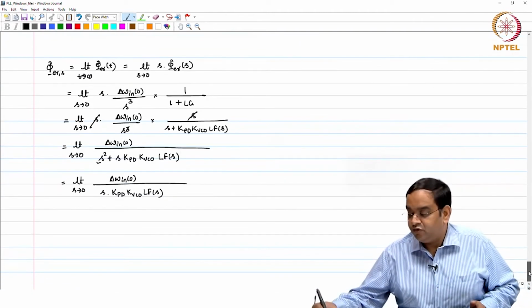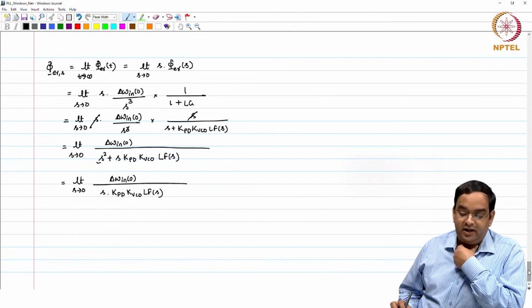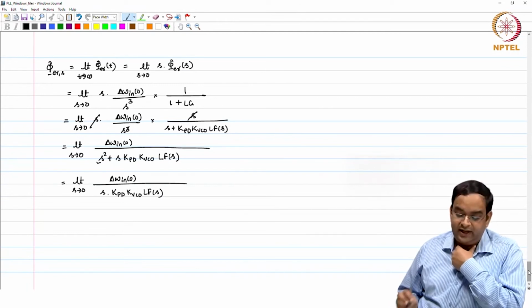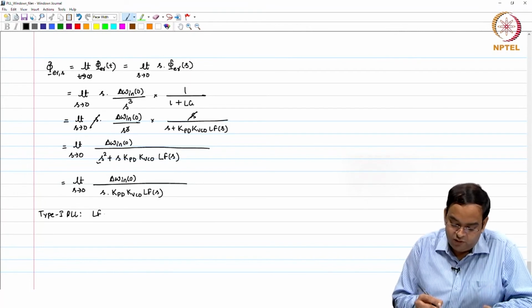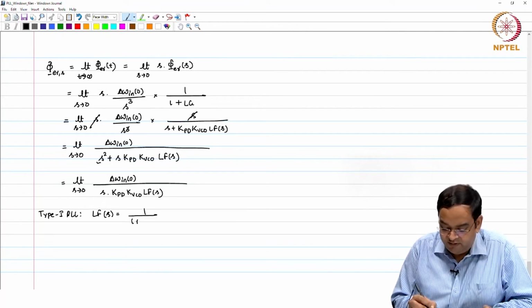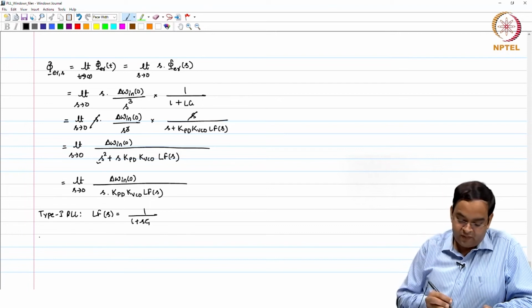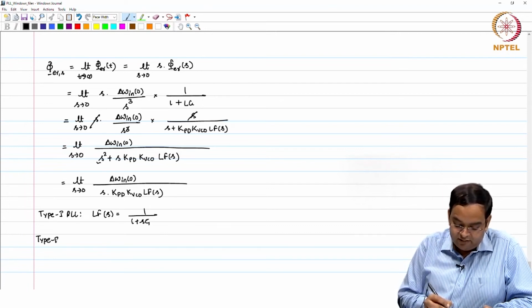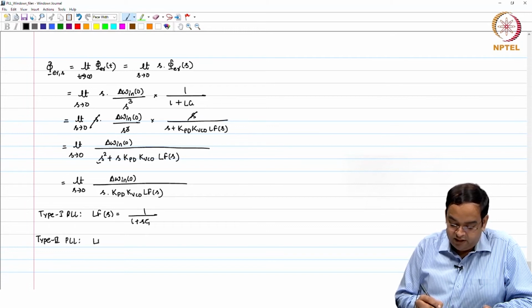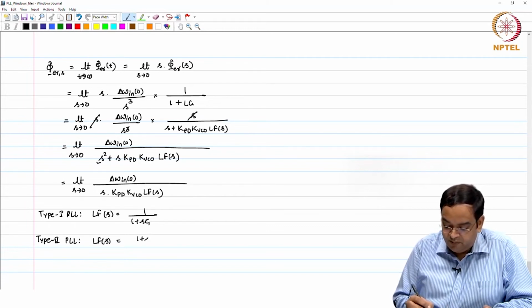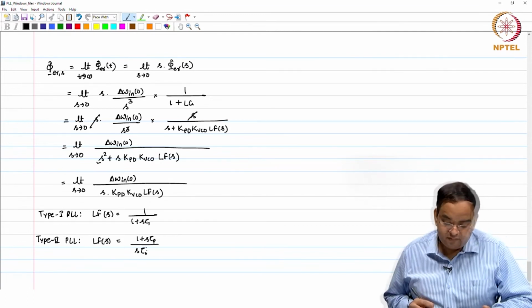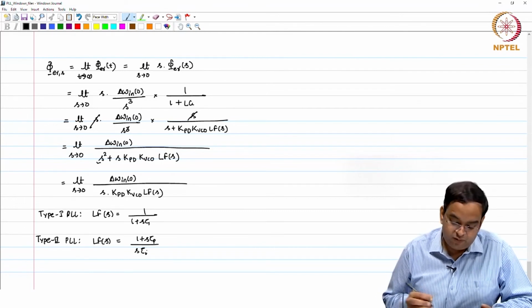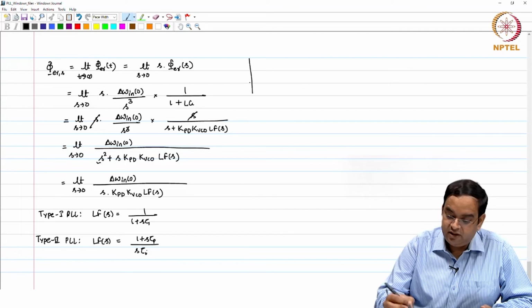So, for the frequency ramp, what you see is that it depends on the value of the loop filter at s equal to 0. Type 1 PLL: loop filter of s is equal to 1 by 1 plus s tau 1. For type 2 PLL, the loop filter is equal to 1 plus s tau p divided by s tau I. So, you can substitute for both the cases. What you are going to see is the following.